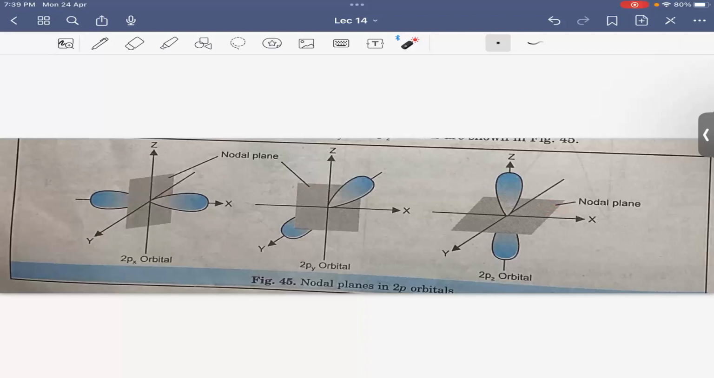It should be noted that the probability of finding the electron in a particular p orbital is equal in both the lobes. The p orbitals of higher energy values have similar shapes, although their sizes are bigger. So 4p is going to have a larger size than 3p, which is going to have a larger size than 2p.